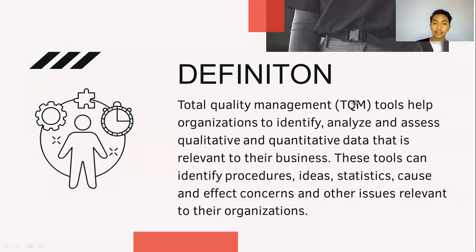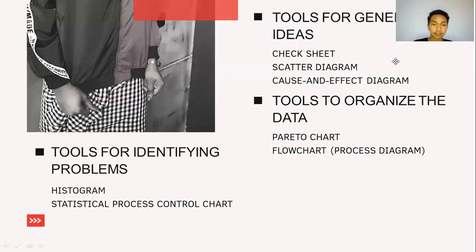So the first one is the definitions. Total quality management is a set of tools that help organizations to identify, analyze, and assess qualitative and quantitative data that is relevant to their business. These tools can identify procedures, ideas, statistics, cost and effect concerns, and other issues relevant to their organizations.